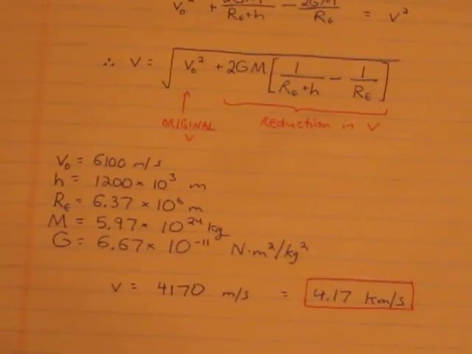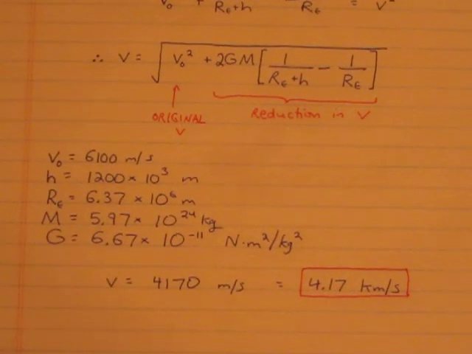Once you get it, plug in those values that are on the left-hand side. V0 is 6,100 meters per second. We have a height of 1,200 times 10 to the third meters. All the others are the usual constants, and we should get a speed of 4.17 kilometers per second.